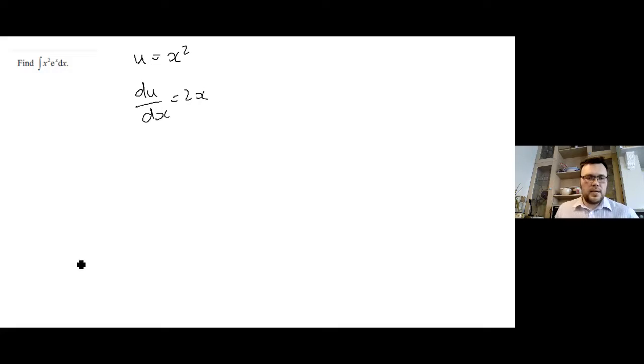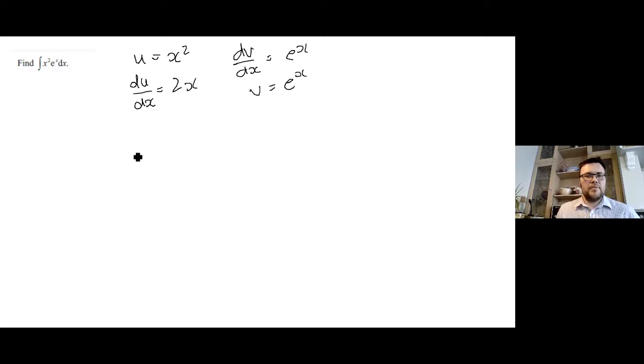Okay, I realized that we're writing a little bit too big, so let me highlight that, get rid of that, so that I can fit everything in. So then du by dx is 2x, so dv by dx is equal to e to the x, and then when you integrate it, it is just e to the x. This is equal to, from the other page, uv, so it is e to the x squared minus the integral of v du. So it's going to be 2x e to the x dx.